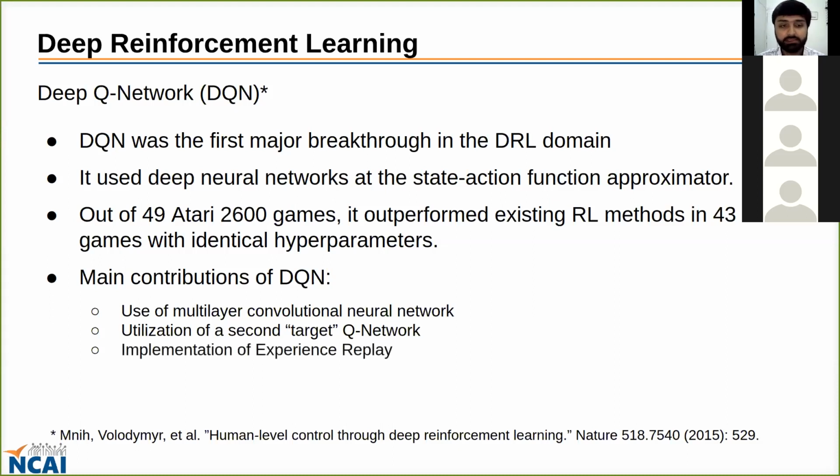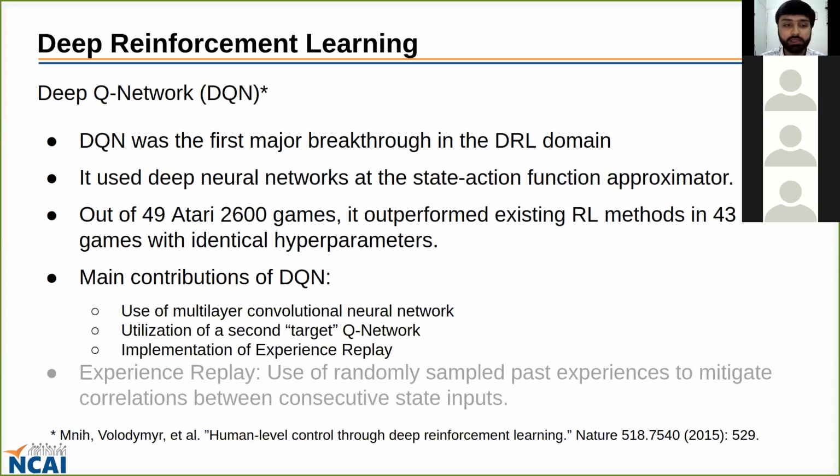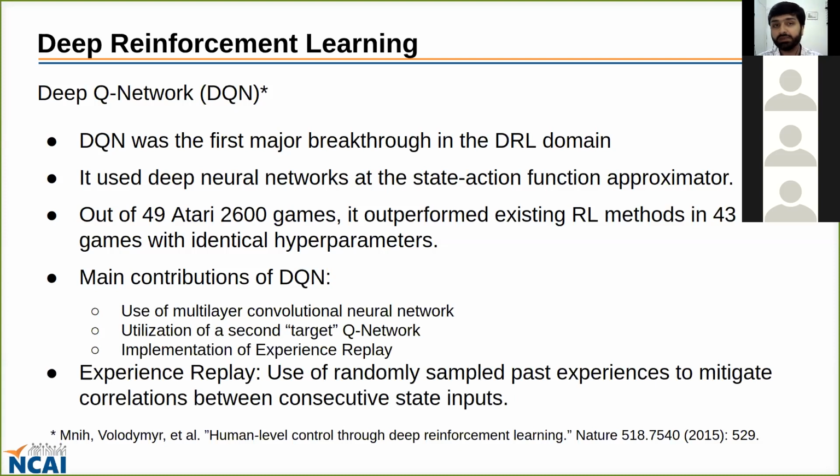The last of the contributions, or the biggest contribution in this particular paper, was the implementation of experience replay. There is a limitation of deep neural networks of converging to suboptimal solutions. To mitigate that, experience replay was employed, which used randomly sampled past experiences to mitigate correlations between consecutive state inputs. So this shuffling enabled the deep neural network to optimize to optimal Q functions rather than suboptimal Q functions.